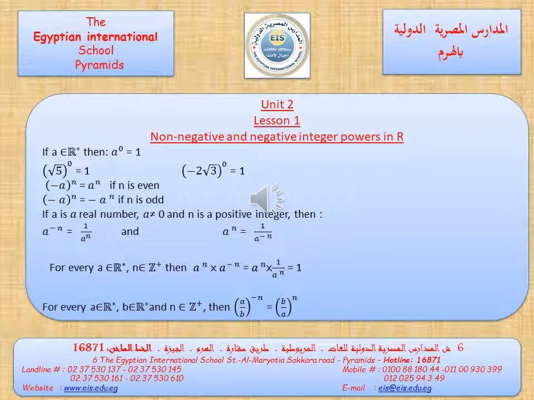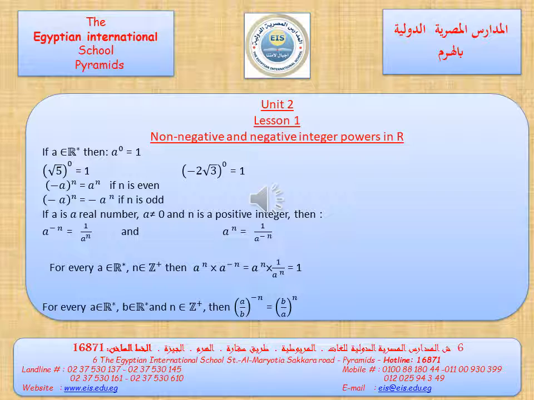Okay, if I have negative a to the power n and n is odd, then it will be negative a as it is to the power n. Example, negative 2 to the power 3 will be negative 2 as it is to the power 3, meaning negative 8. Why? Because the power here is odd. Odd can't cancel the negative.